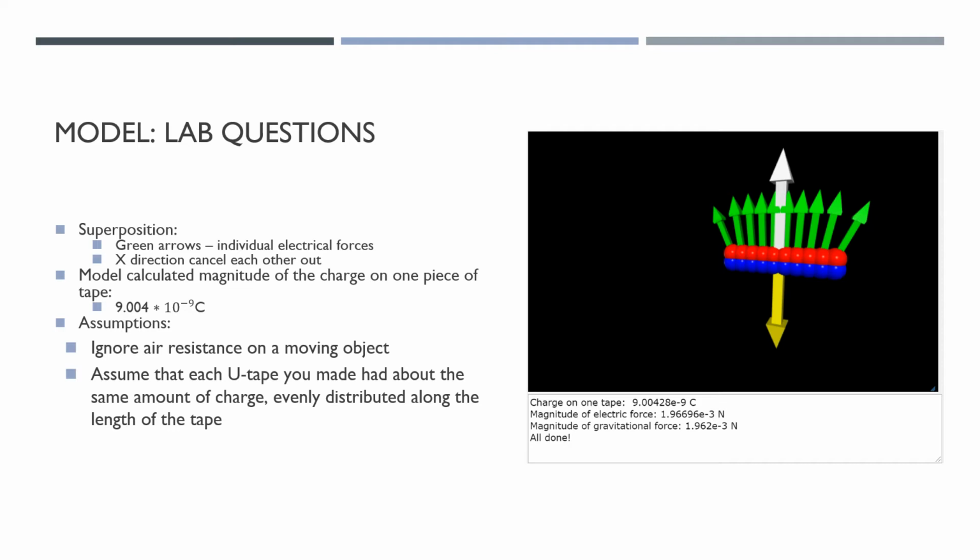Now, the model calculated magnitude of the charge on one piece of tape was 9.004 times 10 to the negative 9 coulombs, and we had some assumptions in this lab. We ignored air resistance on a moving object, and we assumed that each U-tape had about the same charge and that the charge was evenly distributed along the length of the tape.